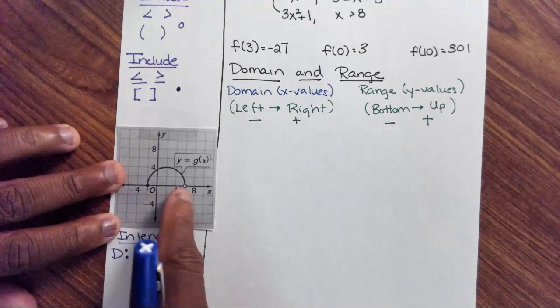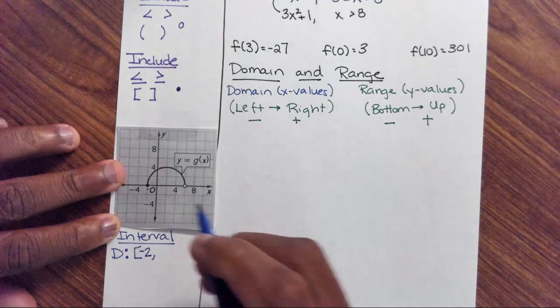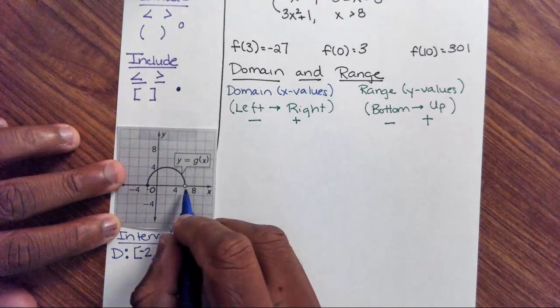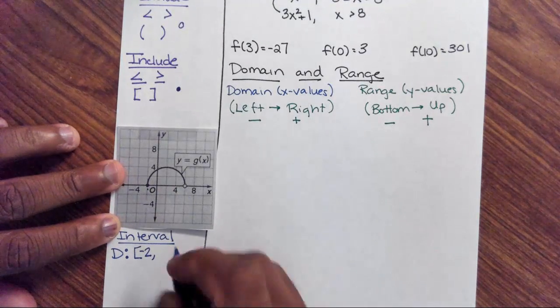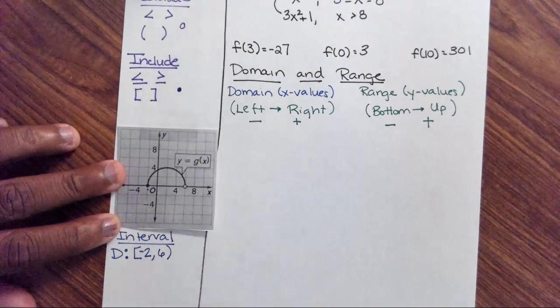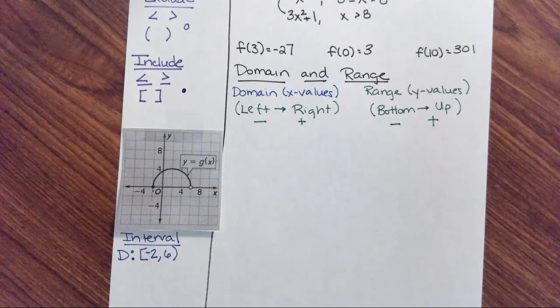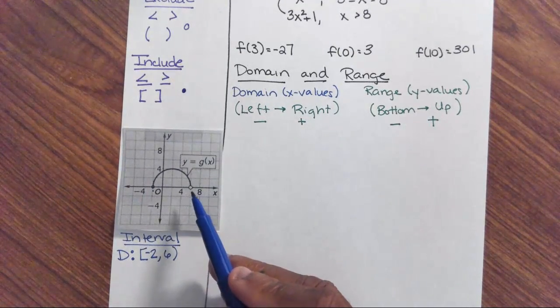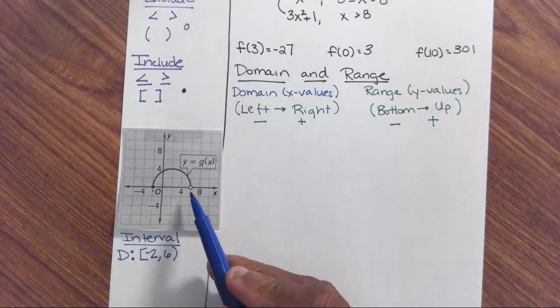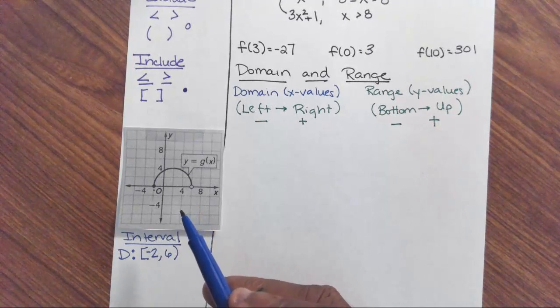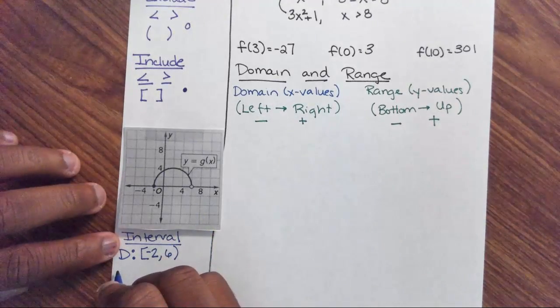What's the largest x value in this graph? 6. Do I include or exclude that 6? Why do I exclude it? Because it's an open circle. Do y'all see that? So this is the domain. Reading from left to right, the smallest x value is -2. We're including it. The largest x value is 6. We're excluding it because of the open circle there. We understand that, right?